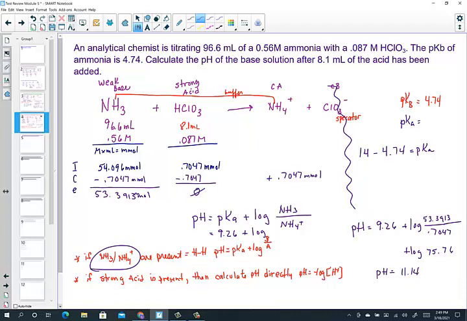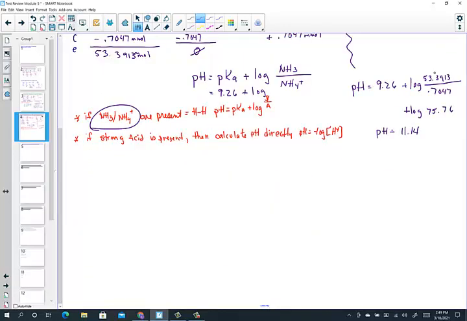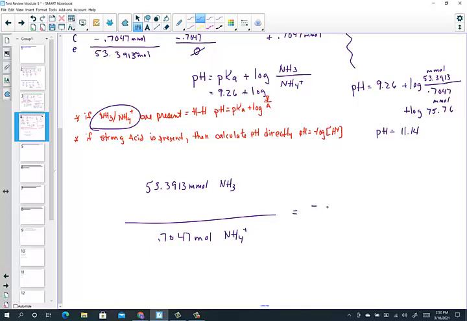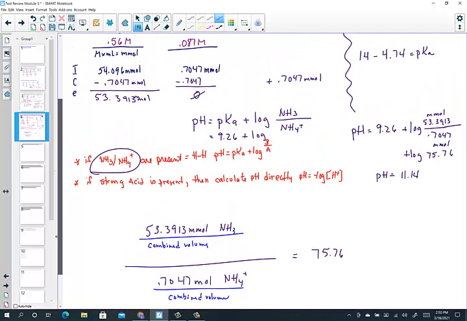What do you think? I'm going to diverge for a moment. A common question I get is, why is it okay to use millimoles over millimoles in this equation instead of molarity? And here's the answer. If I had 53.3913 millimoles of the base, and I have 0.7047 millimoles of the conjugate acid, when I divide that ratio, we saw that we got a number 75.76. If I include the combined volume to turn this into molarity, I'm dividing by the same number in each of these ratios. So I wanted to write volume, and I just wanted to share how that does not affect the final answer.